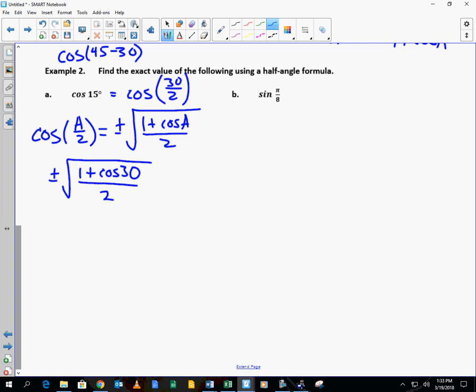Now here's where the plus or minus comes into being. It's not that big of a deal. All we have to do is look at the angle. Cosine of 15. Which quadrant will that place us in? So is it going to be positive or negative? So we know it's positive.